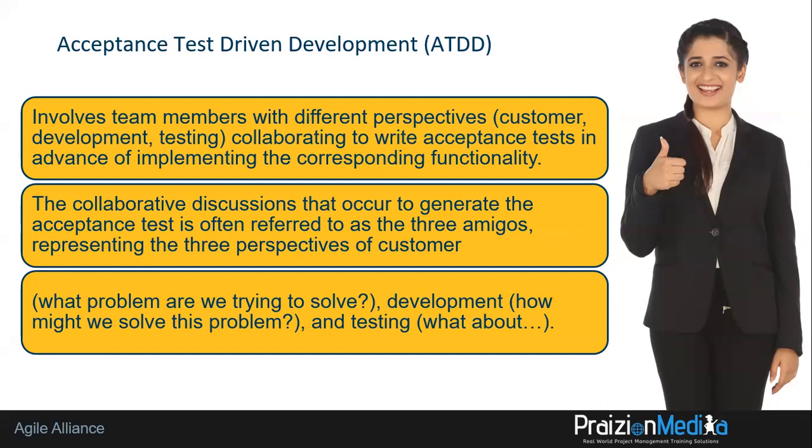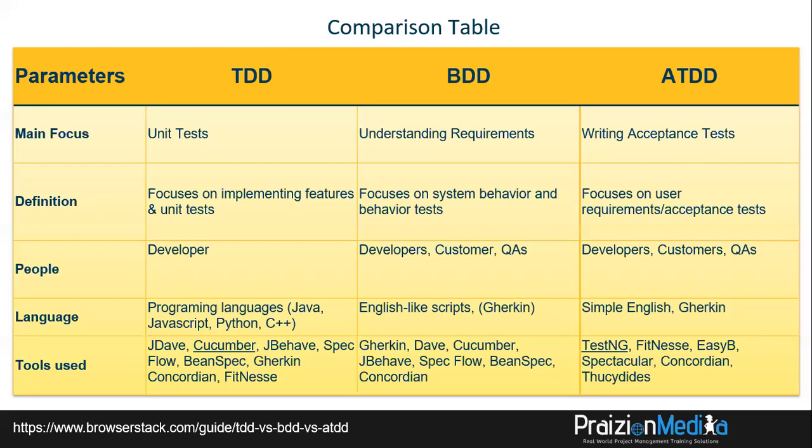So my friends, these are the major differences. At a super high level, TDD is all about unit tests. BDD is all about behavior tests of the system. Understanding the requirements is key for BDD. And lastly, ATDD is all about writing acceptance tests, but also involves a whole lot of collaboration.